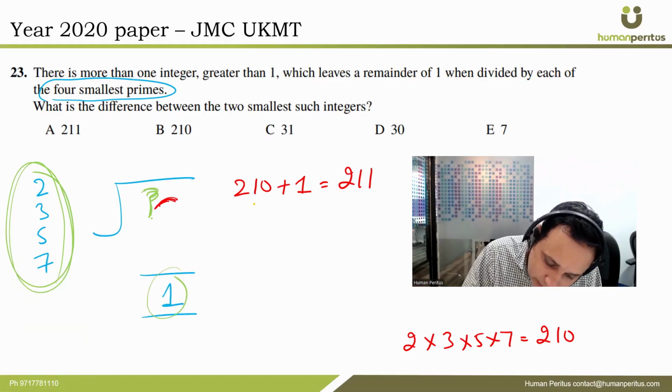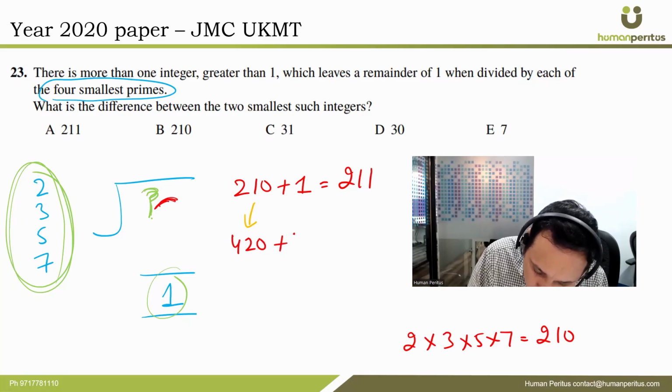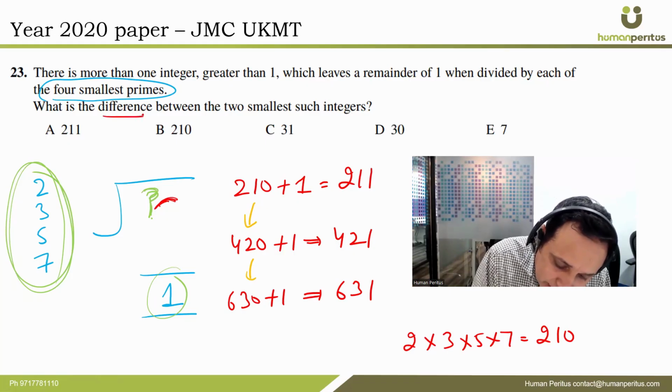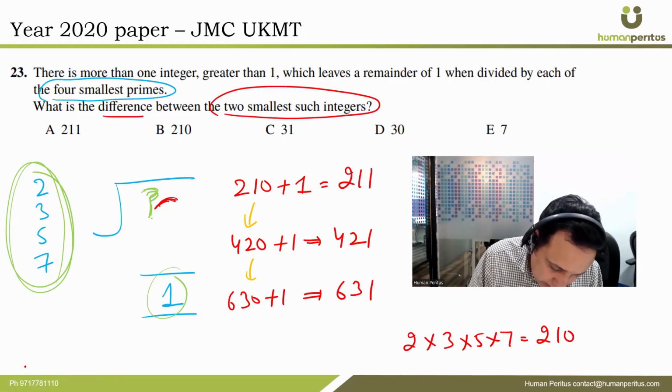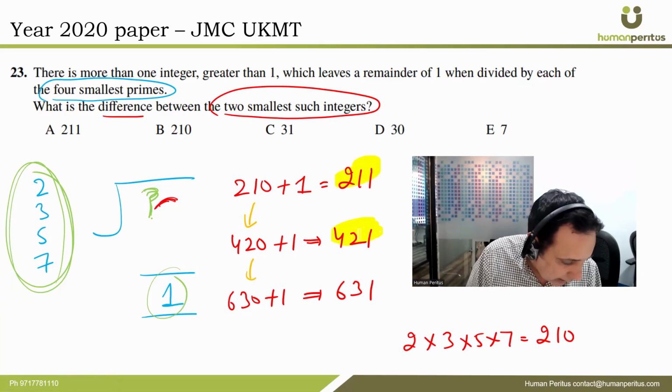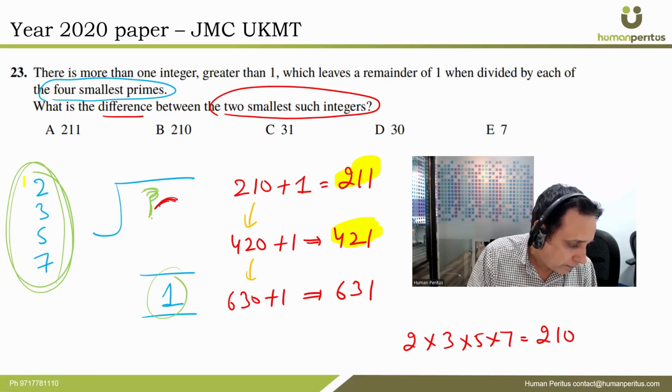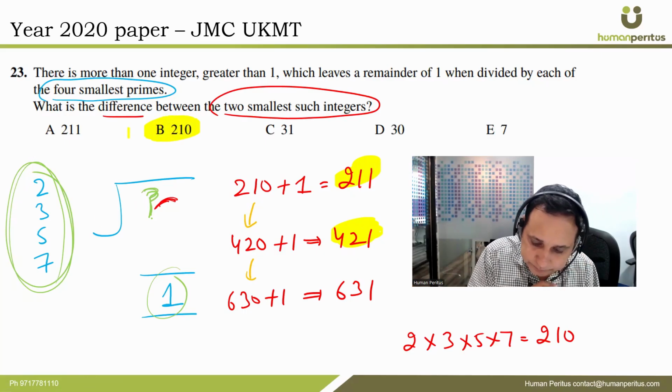What will be the next such number? Next such number will be 210 into 2, 420 plus 1. What will be the next such number? Next such number will be 630 plus 1, and so on. We have to find the difference between the two smallest such numbers. So the difference between these two numbers will come out to be what? 421 minus 211, it will be 210, and the correct answer will be option B. Okay.